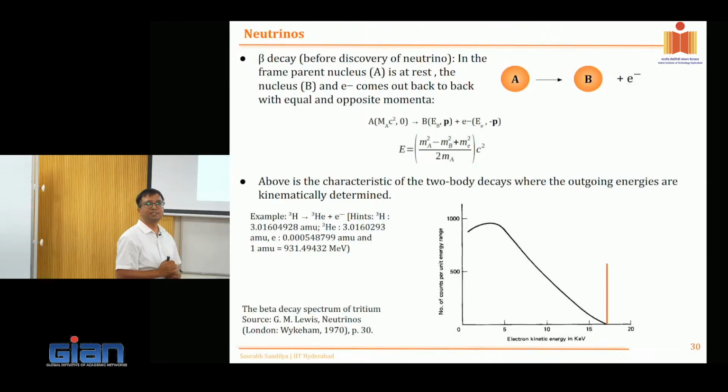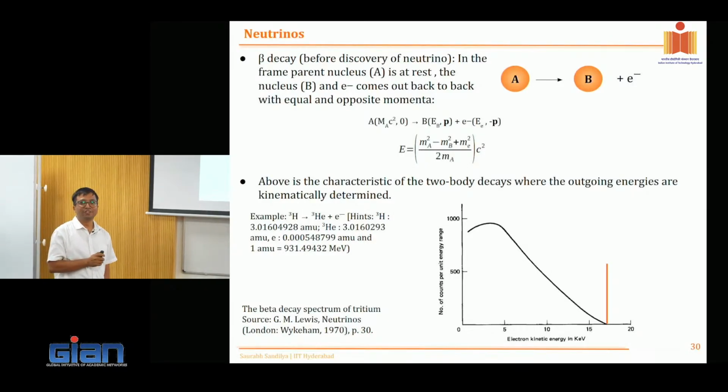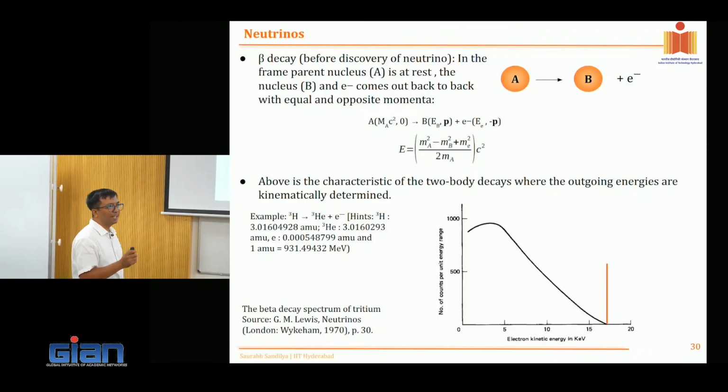What does it tell you? It tells you that it's not a two-body decay. It's multi-body; more than one particle should be emitted. Let's not make the situation complicated. At least it should be a three-body decay, and the third particle we cannot detect. Somehow it's escaping. So that particle is called the neutrino.